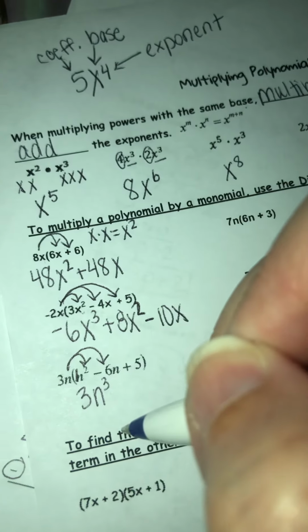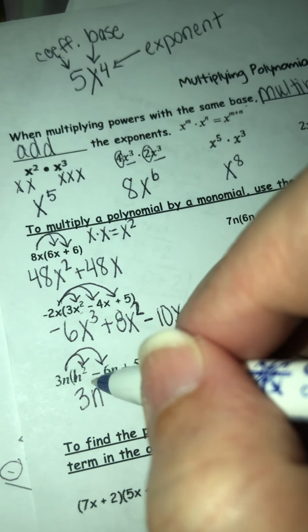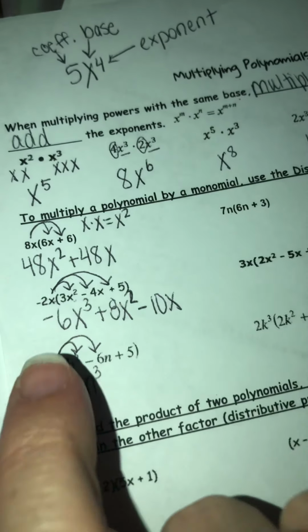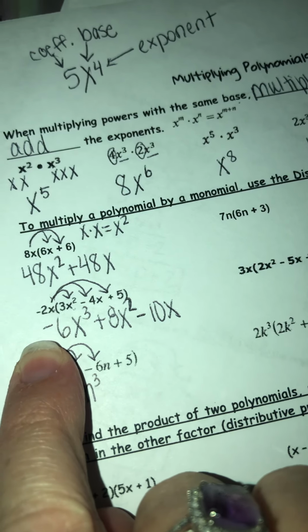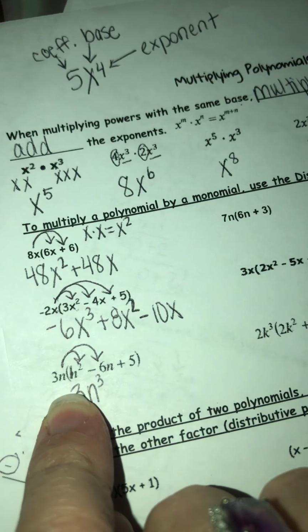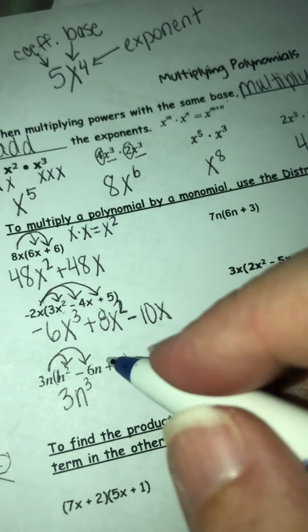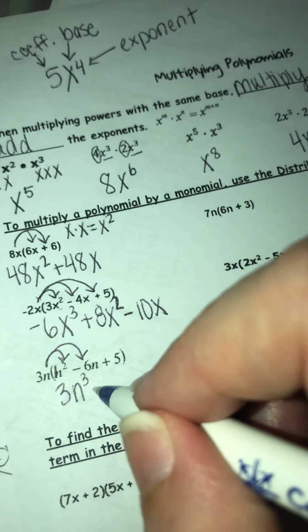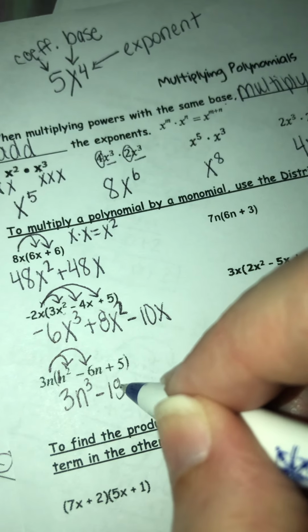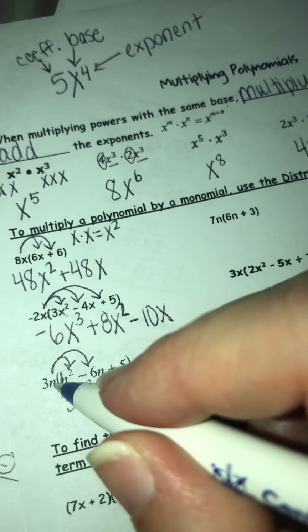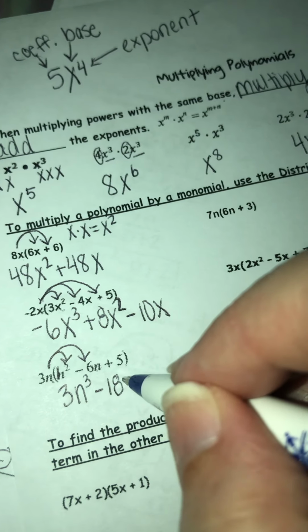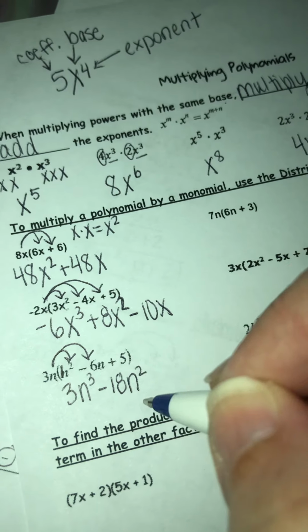3n times negative 6n. Keep in mind, that's a negative 6. If I were to cover this part up, that's how I would read that. If I uncover, I say minus. If I cover, I say negative. They both mean the same thing. 3 times negative 6, negative 18. And then I have an n, another n, so I have n to the power of 2.